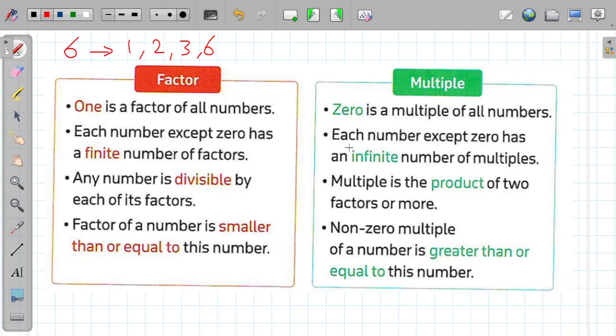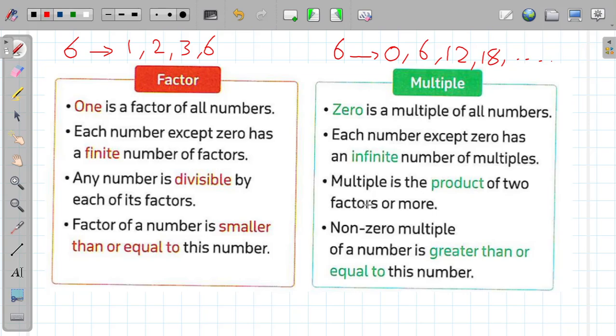Okay? Next, each number except 0 has an infinite number of multiples. So if I want to find the multiples of 6, I will start with 0. Next I have 6, 12, 18, and so on. I will increase with no end. I don't have an end point to stop at, okay? So each number except 0 has an infinite number of multiples, okay?